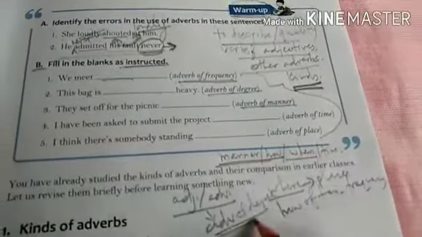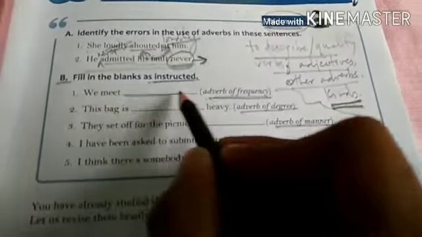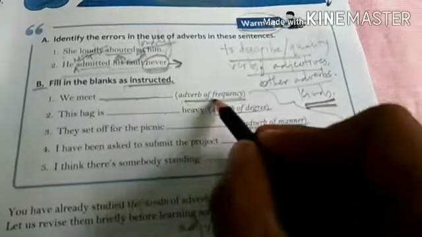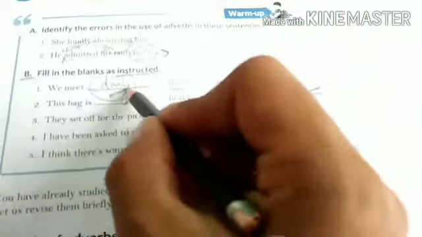This we will understand in the later part of this video. So I am just explaining you so that we will be able to complete this exercise. Okay. So see here, we meet dash, adverb of frequency. We meet daily. So daily is the word that tells us about the how often of the action. Frequency means how often. So daily. Okay. So daily is adverb of frequency.